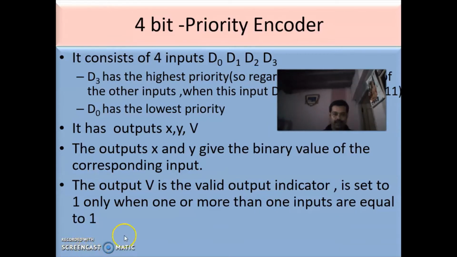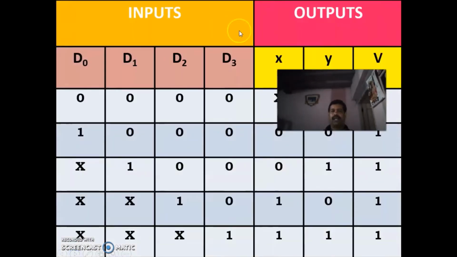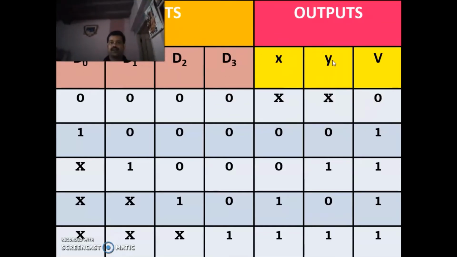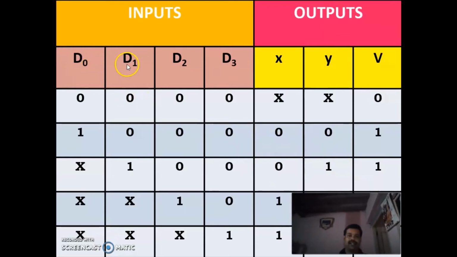Now we are going to draw the truth table of the priority encoder. Here we have 4 inputs D0, D1, D2 and D3, and 3 outputs X, Y and V. V is the valid output indicator. Its value will be 1 only when one or more than one input is 1. So first, D0, D1, D2, D3.